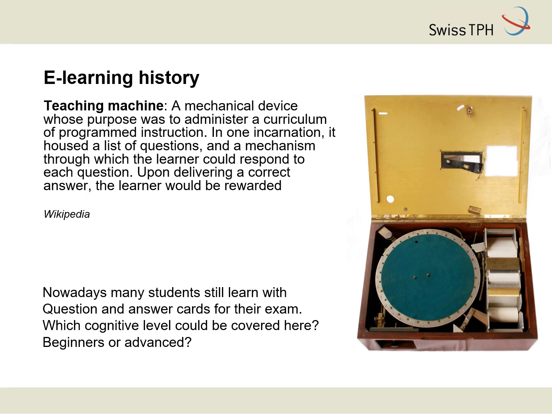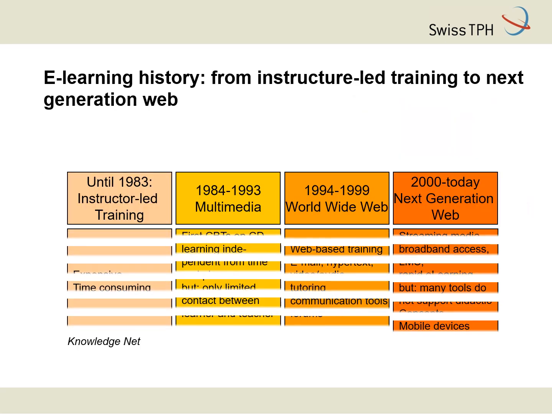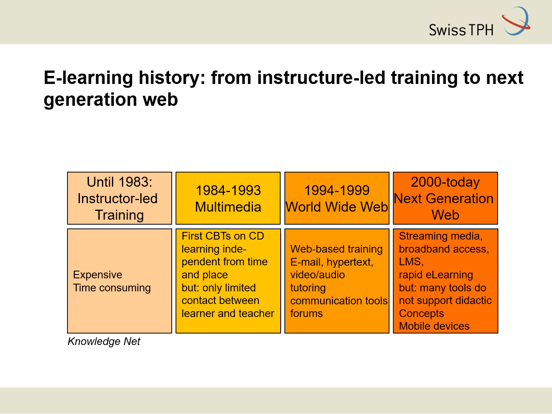Which cognitive level could be covered here? Beginners or advanced? What is your opinion on that? The following table shows you a little history on e-learning. Starting in the 1980s, the training was instructor-led. It was quite expensive and time-consuming to produce.